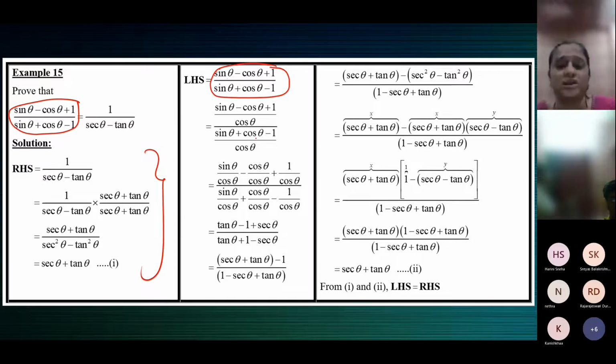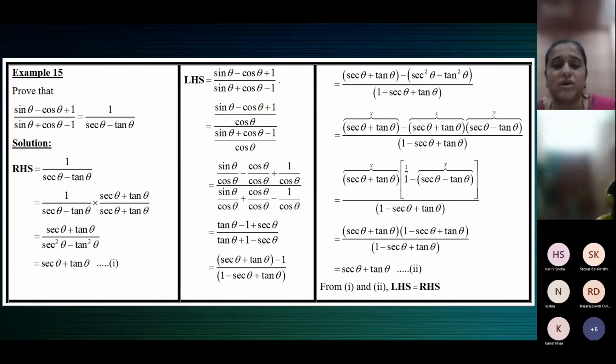Now, divide the numerator and denominator by cos theta. You can see it there. I've divided by cos theta. In the next step, it will be sine theta by cos theta minus cos theta by cos theta plus 1 by cos theta, dividing every term in the numerator by cos theta. Similarly, divide every term in the denominator by cos theta. So sine by cos, cos by cos, 1 by cos. Please check if you understand. We have discussed the first 3 steps. Tell me if you understand 1, 2, 3. 1 is the LHS. 2 is dividing by cos theta. 3 is dividing every term in the numerator and denominator by cos theta.